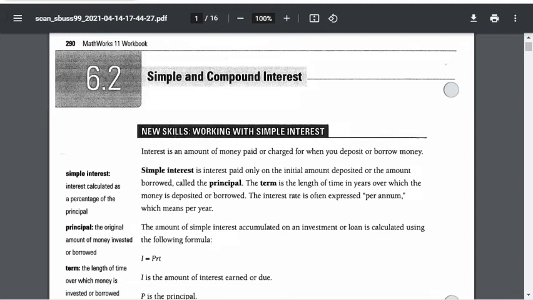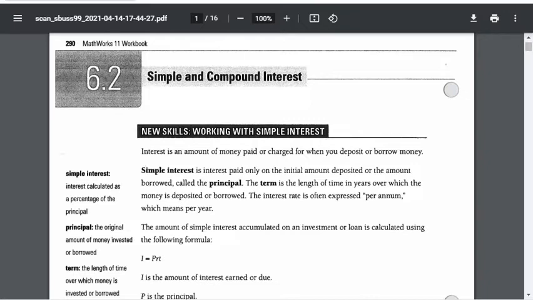All right, let's take a look at 6.2 here. It's about simple and compound interest. So let's first look at simple interest. Basically, all you're doing is taking this principal amount, which means however much you're investing or however much you have in your bank account, and what you're getting is a percent of that every year added onto it.